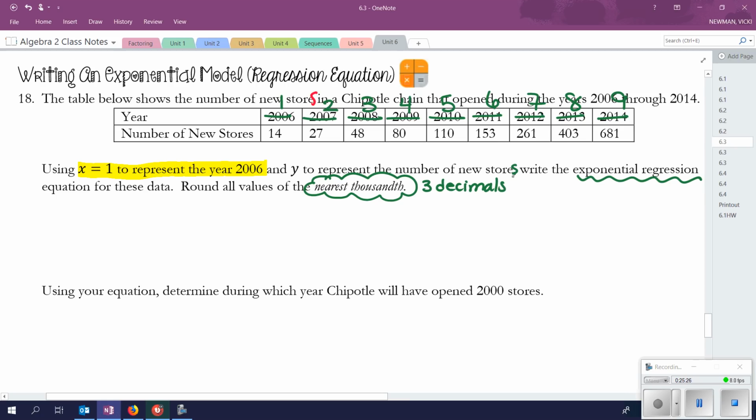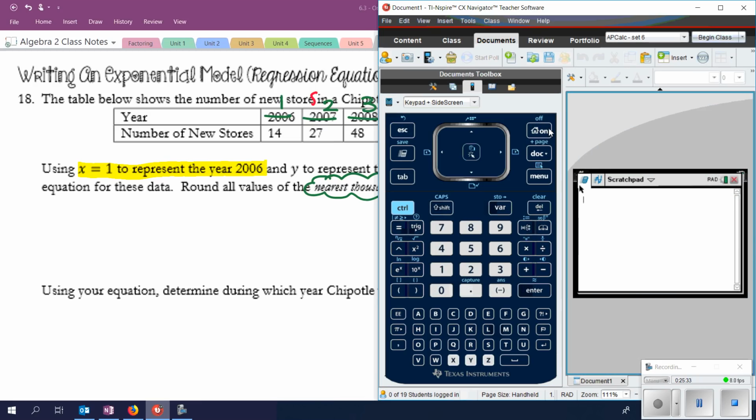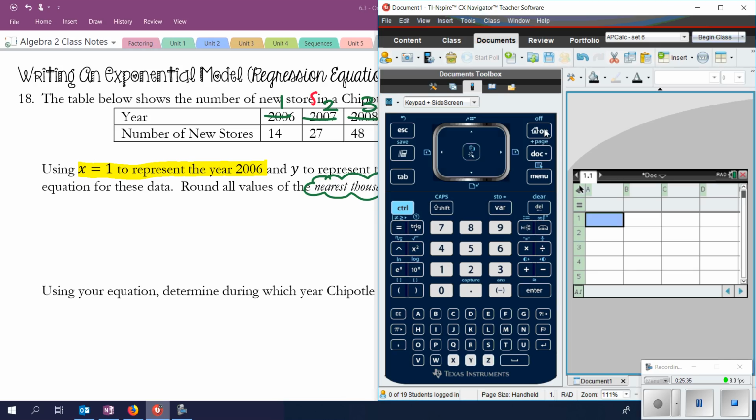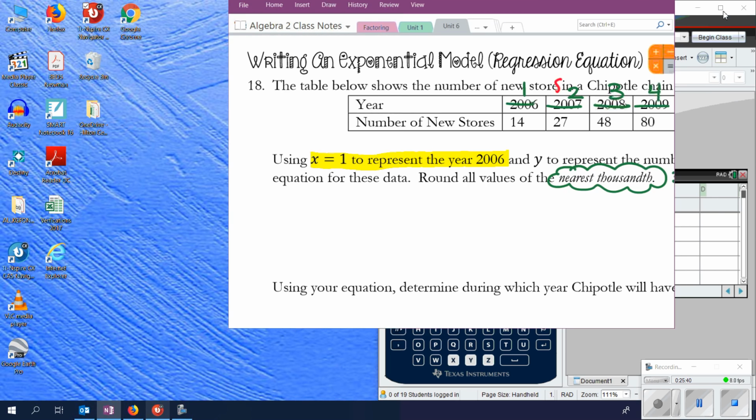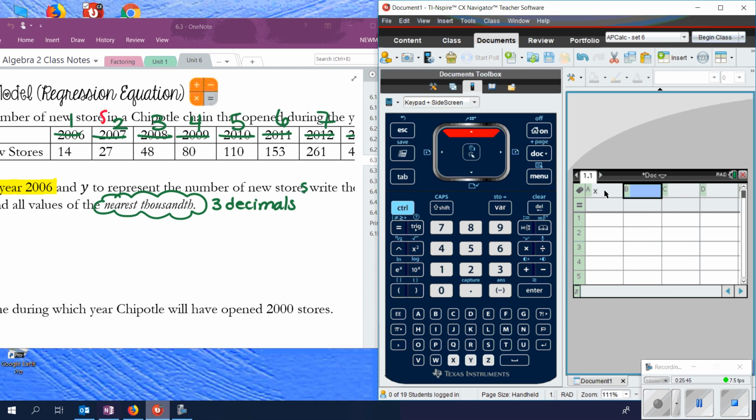So let's go to the fancy calculator. You go to your spreadsheet, which is in the home screen. If there's anything else other than 1.1, then you click the red X and you do not save and you try again. So X and Y, 1, 2, 3, 4, 5, 6, 7, 8. I think we go to 9. I don't remember. Can't see. 14, 27, 48.